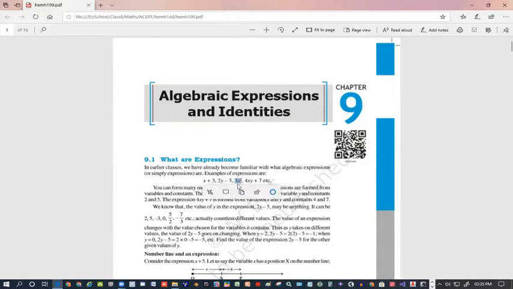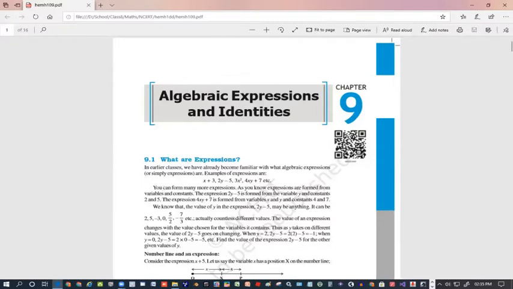It is also an expression. And 4xy plus 7, it is also an expression. So let's see what the definition says. What are expressions? In earlier classes, we have already become familiar with what algebraic expressions are. Examples are these three that we read just now. So you can form many more expressions.